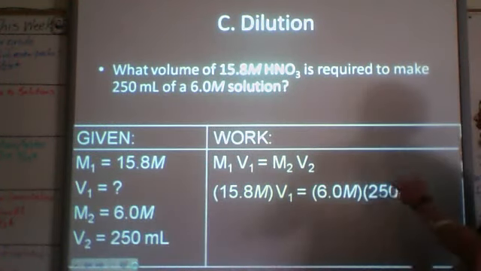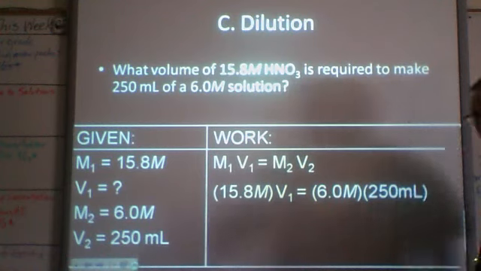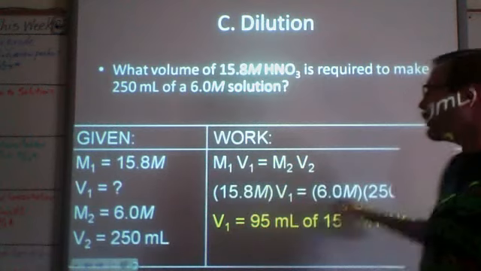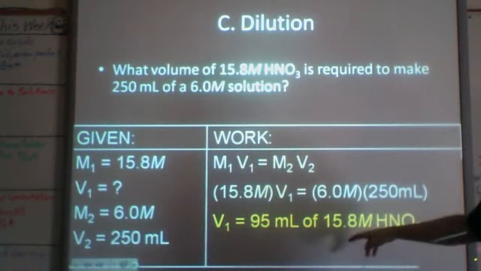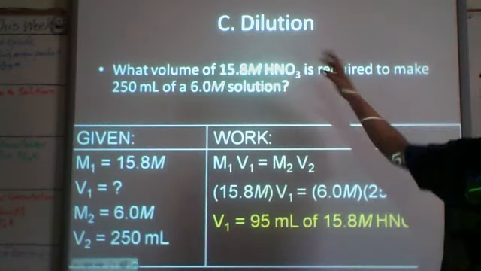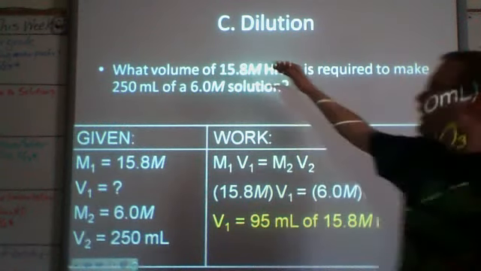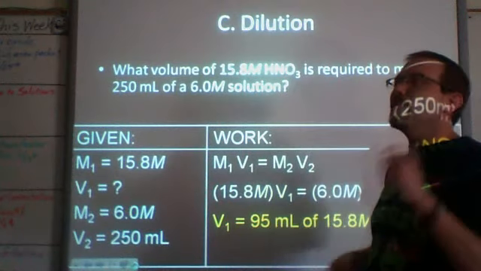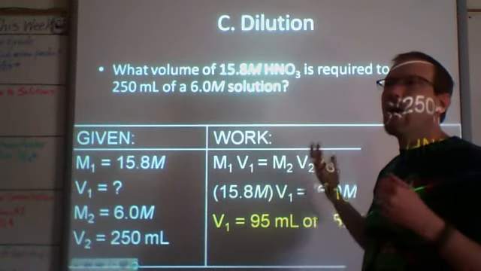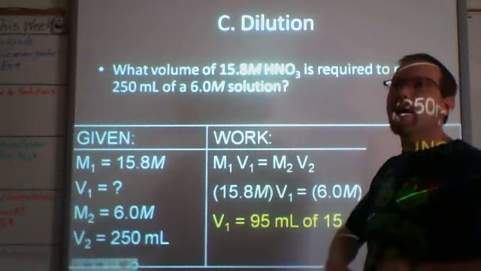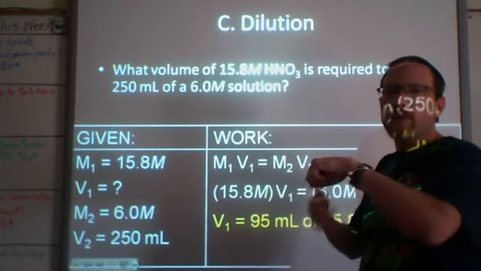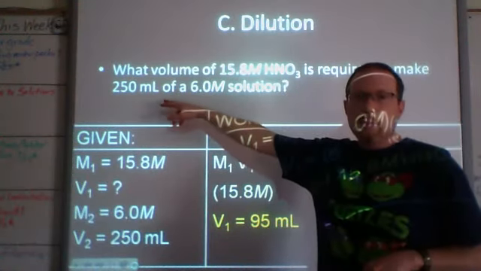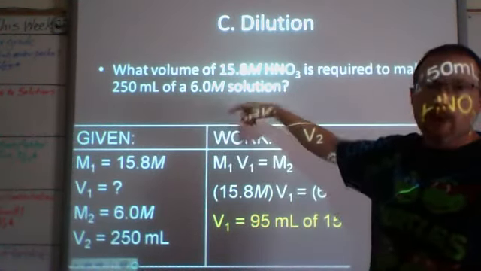If I take 6 times 250, and then I take that number and divide by 15.8, the answer is going to be 95 milliliters of this first solution. So if I was going to do this in real life, I'd measure out 95 milliliters of this concentrated nitric acid. I would add water to it very carefully, because you never want to add water to acid. You'd probably more estimate the amount of water, add your acid to it slowly, and then very gradually dilute that with water until you got 250 milliliters, and that would give you 6 molar nitric acid.